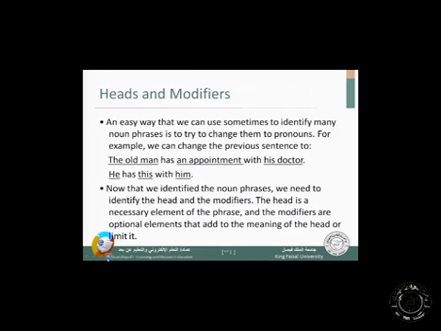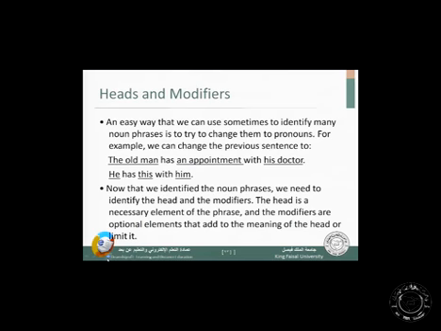So there is an easy way that you can use to identify noun phrases. Many of the noun phrases that you encounter, try to change them to pronouns, like I did in this example. The old man has an appointment with his doctor. We can take the old man, the whole phrase, and make it into he. We can't say the he, or the old he. We need to take out all three words before we can put he in their place.